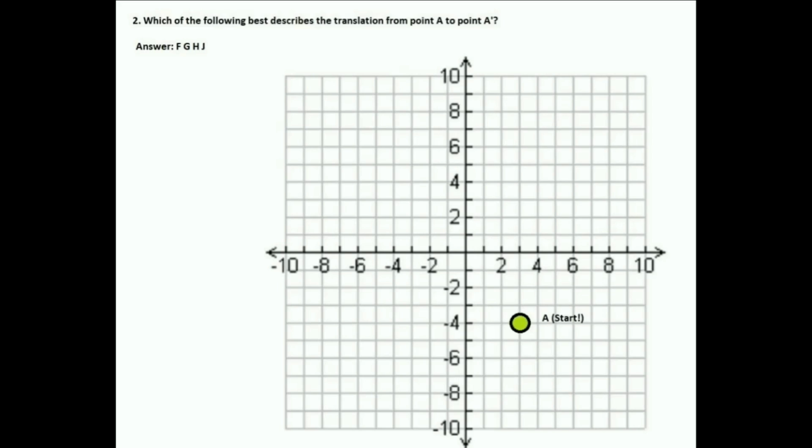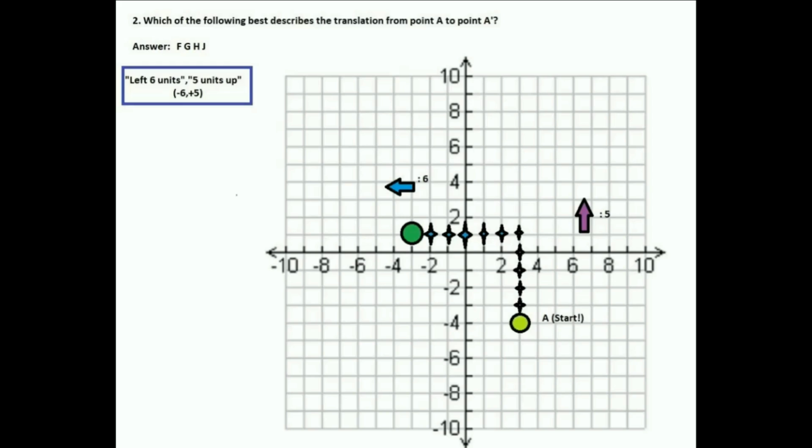So let's see, we move up 1, 2, 3, 4, 5. So we moved up 5, or positive 5, and we move 1, 2, 3, 4, 5, 6. And we move over 6 to the left, and that would be negative 6. So that's our ending position here. That's A prime, that dark green circle. And if we use our translation notation, left 6 units, 5 units up, that's negative 6, positive 5. And the best answer for this is H. The best answer is H.